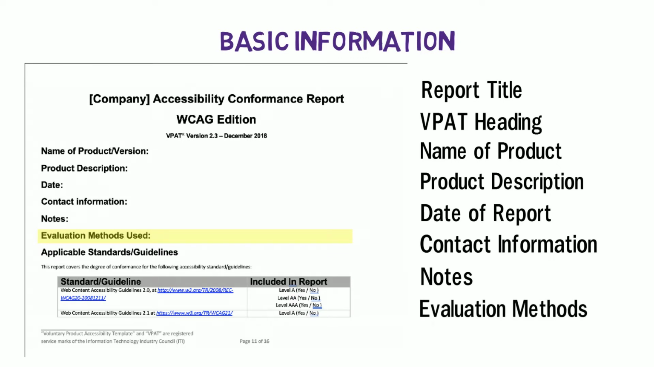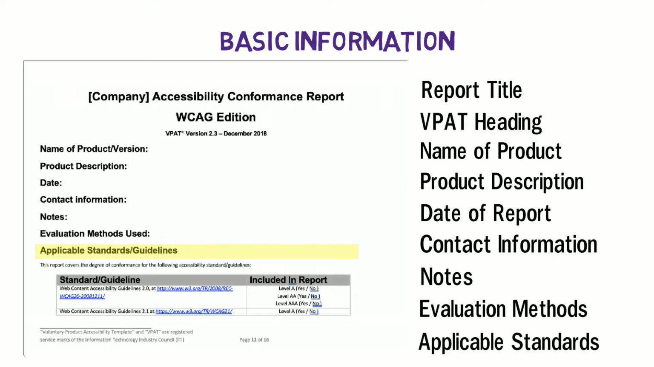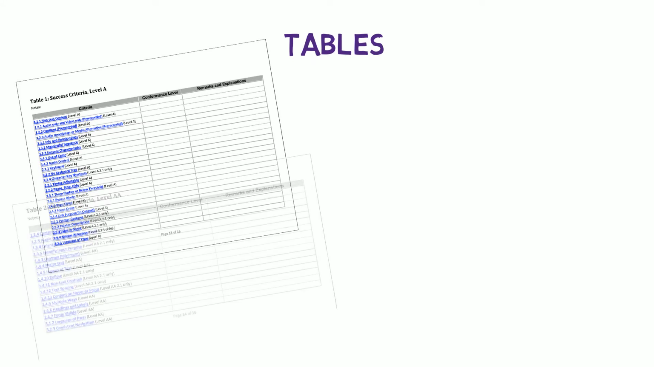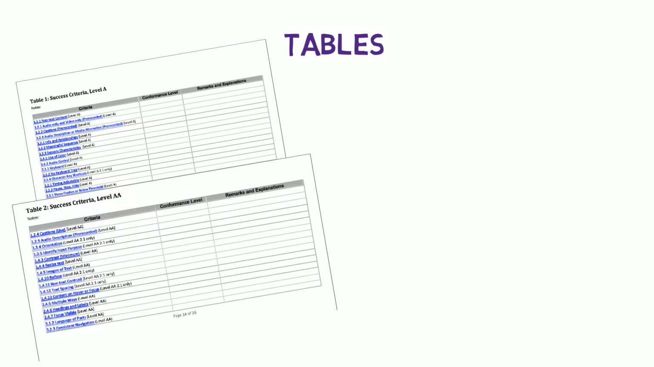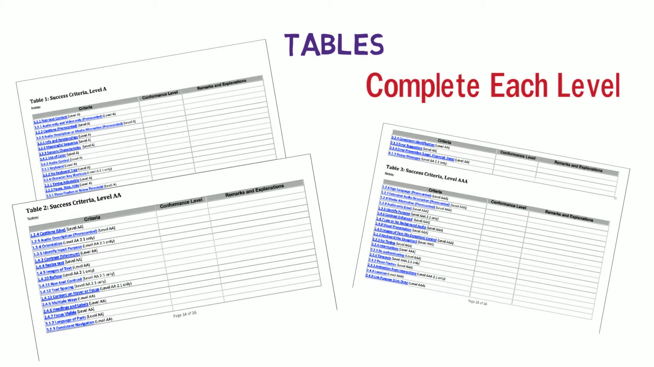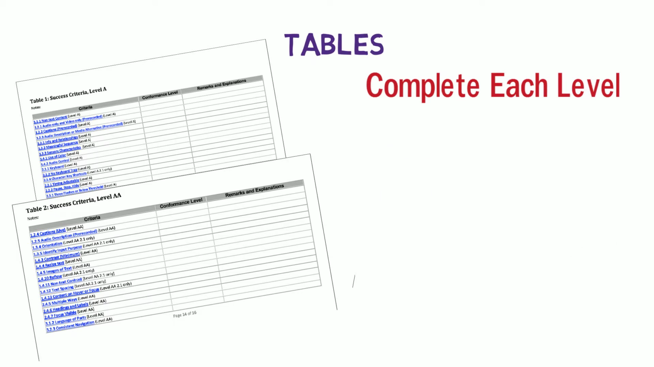In the Evaluation Methods Used section, let us know what evaluation methods you use to complete the VPAT. And in the Applicable Standards and Guidelines section, you will indicate which standards and guidelines your conformance report addresses. Each edition of the VPAT has a Tables section that you will complete. For instance, if you are choosing to utilize the WCAG conformance standards, then you will complete the tables where each of the success criteria levels has 2 columns to fill in. The levels are A, AA, and AAA.